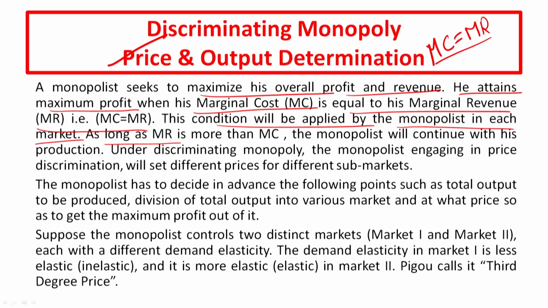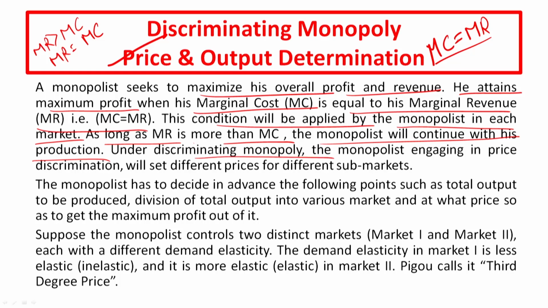As long as MR is more than MC, the monopolist will continue with its production. That means if MR is greater than MC, the monopolist continues with the level of production. As soon as MR becomes equal to MC, the monopolist will stop producing, and this is the point where the monopolist will be getting the maximum profit.